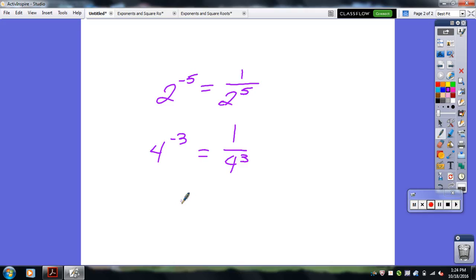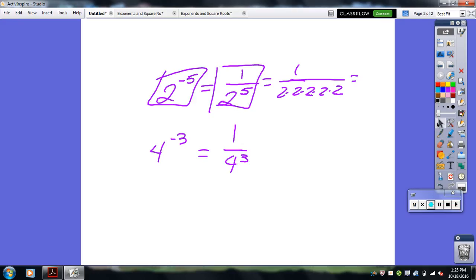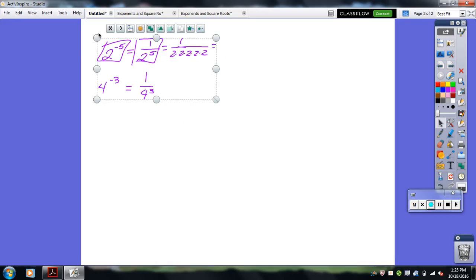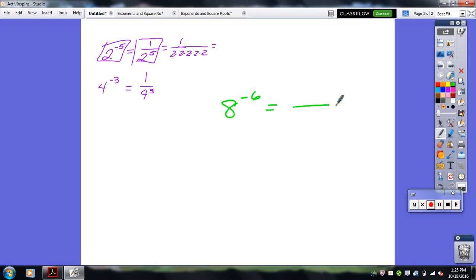Now, of course, I would have more work to do, like this would be 2 times 2 times 2 times 2 times 2. I could do more work, etc. But right now, all I want you to focus on is going from this step to this step. So let me do 2 of them. I want you guys to just focus on moving them and making them positive. So please do that one. Go ahead.